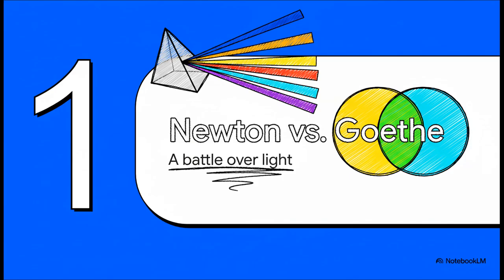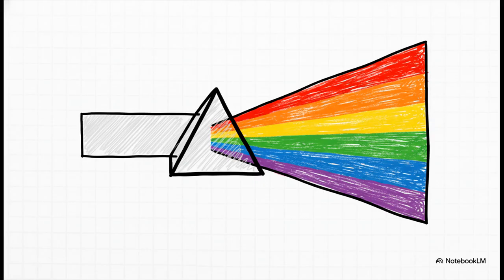So let's set the stage for our first round, Newton versus Goethe. And this isn't just about prisms and rainbows. Nope. This is a fundamental disagreement about how we even perceive reality, fought between two of the absolute giants of history. You know this story. We all learned it in science class, right?